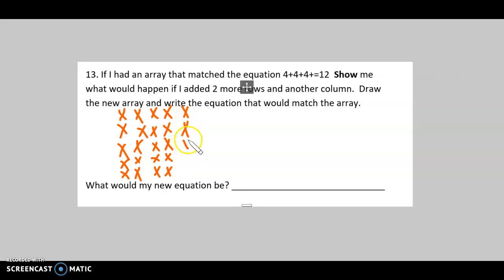What is my new equation going to be? Let's see. How many do I have? I have 1, 2, 3, 4, 5. And how many rows do I have? 1, 2, 3, 4, 5. So it's going to be 5 plus 5 plus 5 plus 5 plus 5. And how many is that all together? 5, 10, 15, 20, 25. Good job, guys.